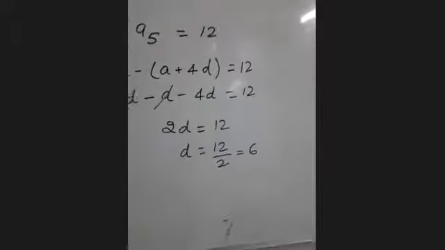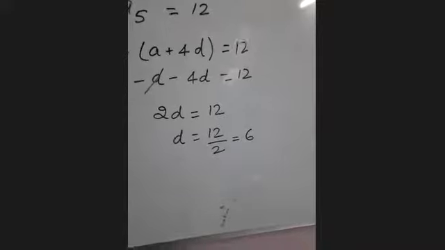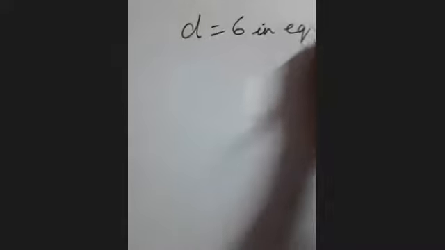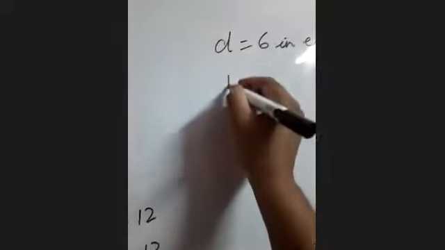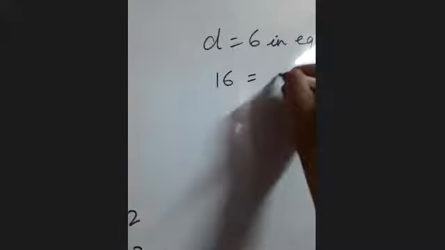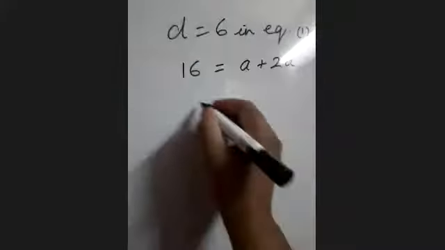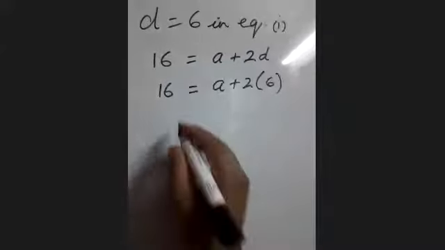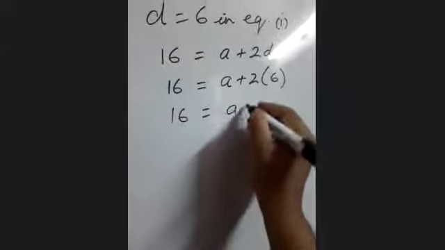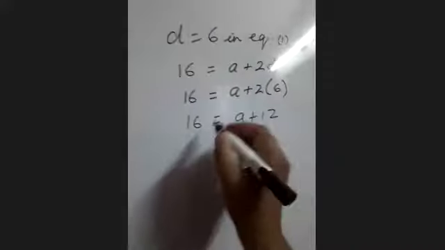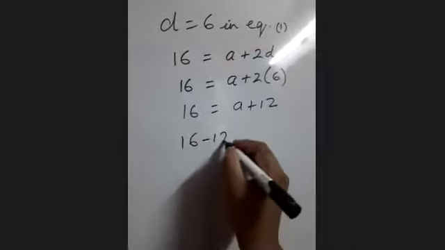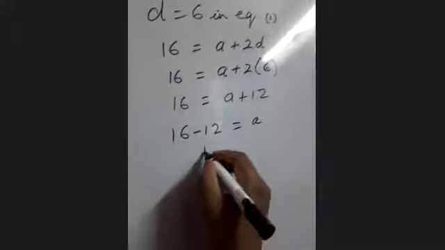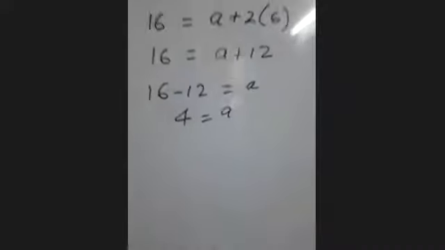Now we have the value of the common difference and we can find out the value of a. So put d equals 6 in equation number 1. Equation number 1 is 16 equals a plus 2d. Now this is 16 equals a plus 2 into 6. Now transpose 12 from RHS to LHS, it will be minus 12, so 16 minus 12 is 4. Now we have the value of a.